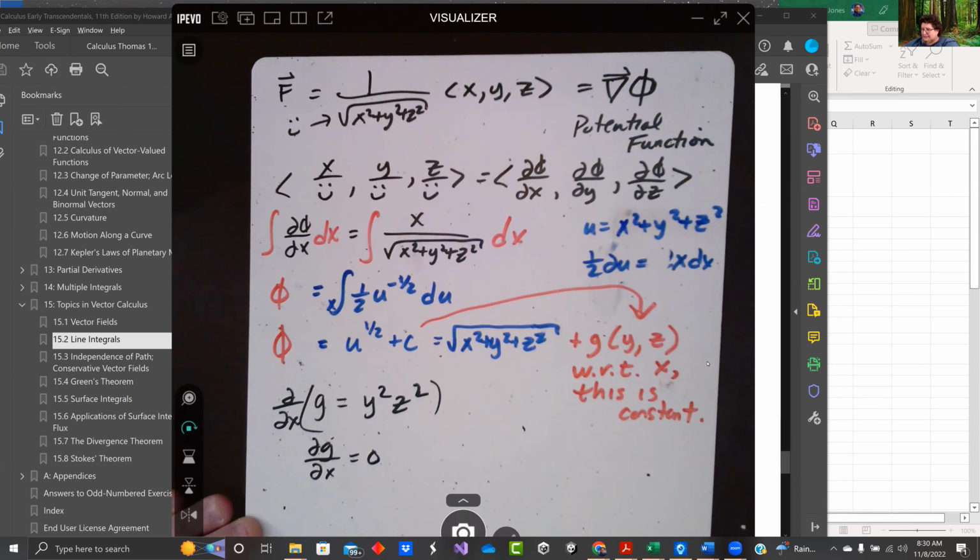Conservative vector fields show up throughout physics. You've got your gravitational field, your electric field, or electrostatic field, or whatever it's called.